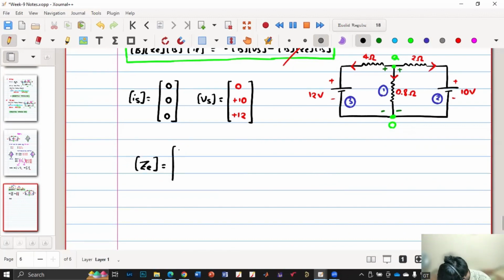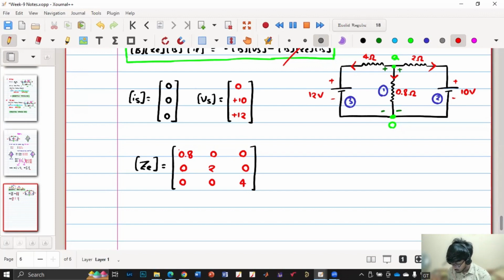And it will be like this. So ZE, in the first row, it is 0.8, right? So it is 0.8, 0, 0, and 0, 2, 0, 0, 0, 4. So 0.8 is branch 1, 2 is this one, and 4 is the other one. Got it?